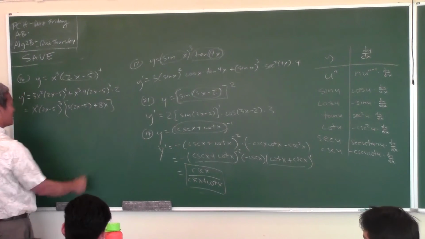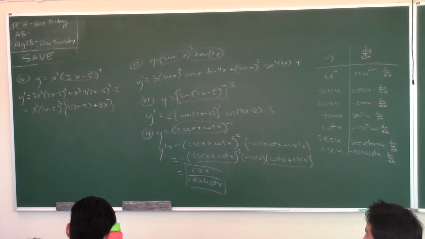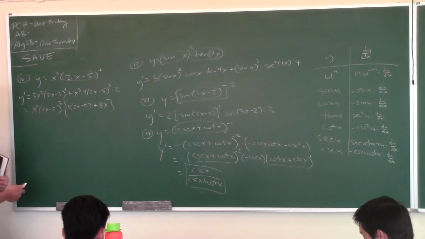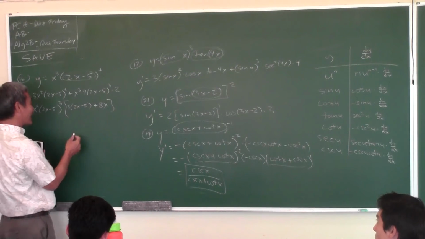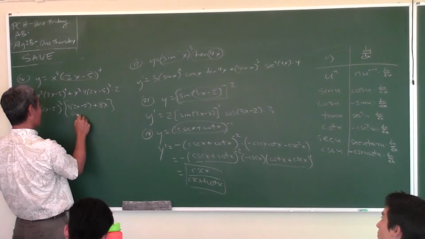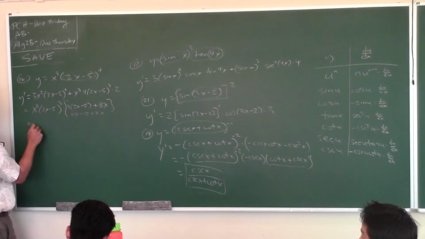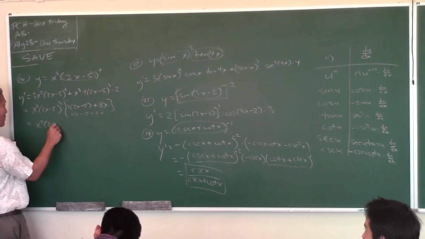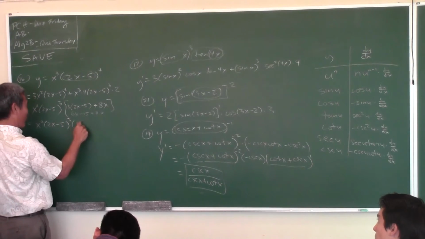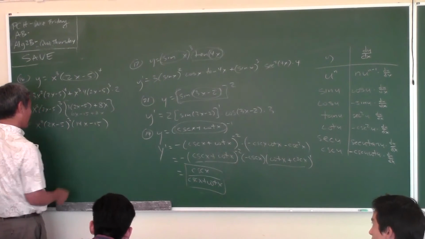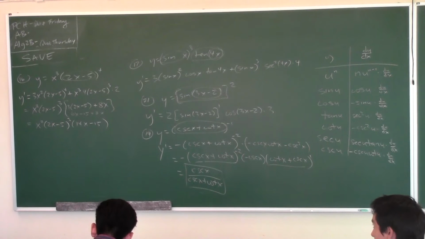8x. This is not magic. This is algebra 1a. And then, of course, you simplify what's in the brackets, and what are you going to get? 6x minus 15 plus 8x. So your final answer is going to be x squared, 2x minus 5 cubed, 14x minus 15. This is a good problem for the quiz. Plus you're going to get one on tonight's one anyway.